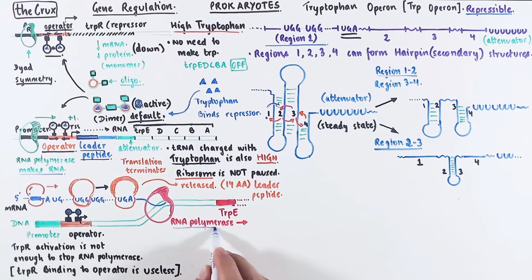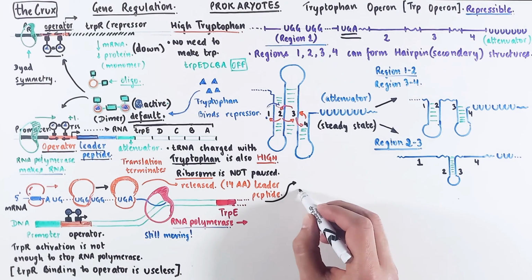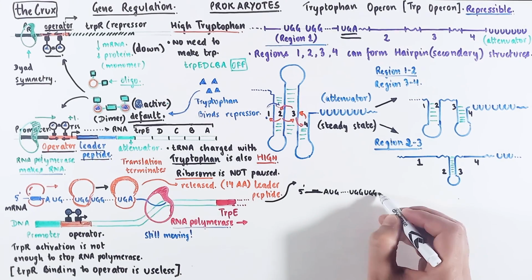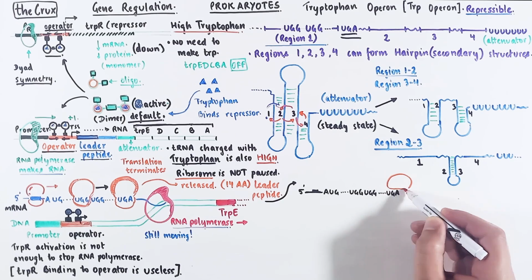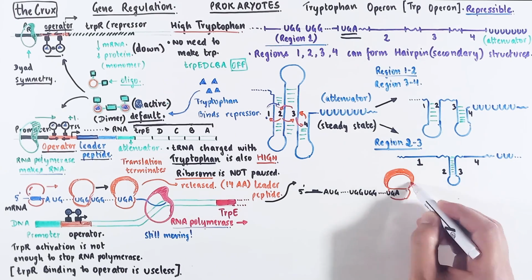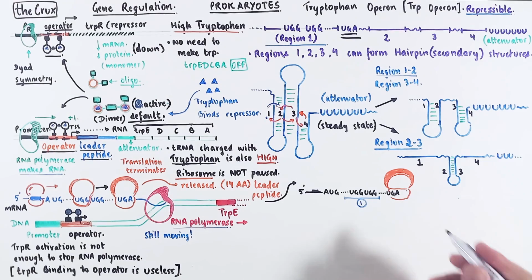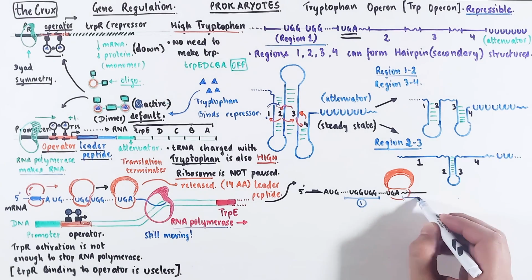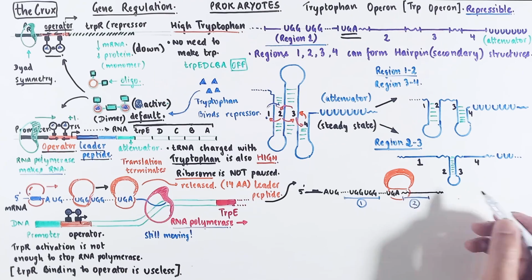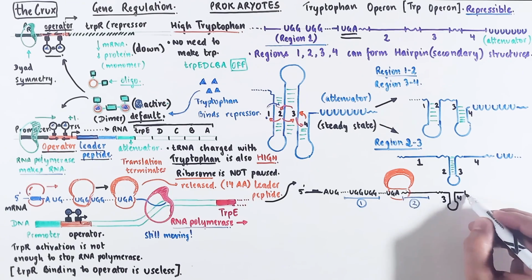But wait, the RNA polymerase is still moving, right? Well, not for long actually. Let's get to the crux of this. There are two possibilities in this situation. One possibility is that once the ribosome reaches the stop codon, it stays there for a while. And while it is at the stop codon, it is blocking region 2 as well. This means that region 3 and 4 are free to form secondary structure.